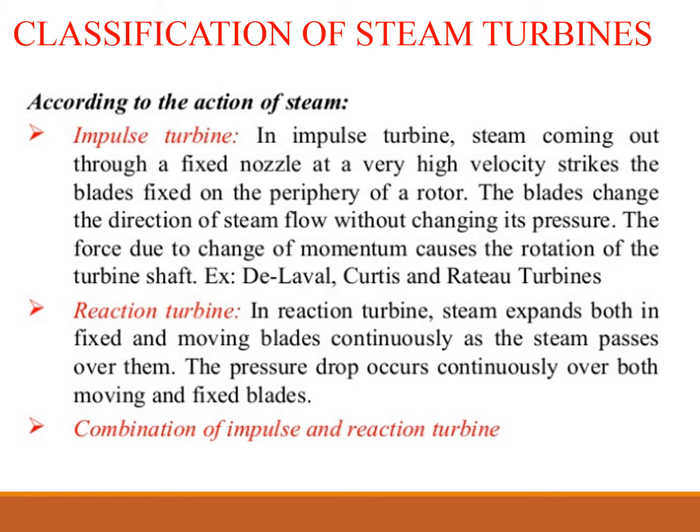Impulse turbine. In impulse turbine, steam coming out through fixed nozzle at very high velocity strikes the blade fixed on the periphery of the rotor. The blade changes the direction of steam flow without changing its pressure. The force due to change of momentum causes the rotation of the turbine shaft.